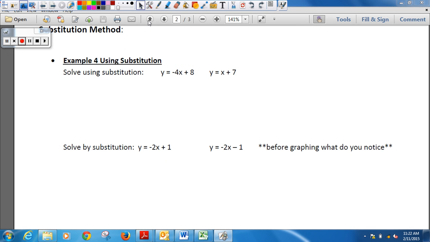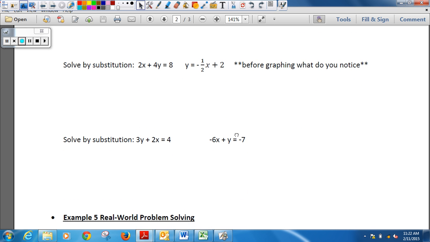We have one more type here. If we look here and it says substitution, y is by itself here. So I'm not going to notice anything before I graph because they're not in the same format. I do notice that this y is by itself, so I can take this part here and sub it in for y in my first equation. So when I rewrite it, it looks like this: 2x plus 4 times y. I'm going to substitute this all in for y, and then it still equals 8.